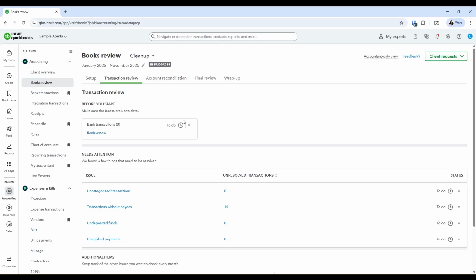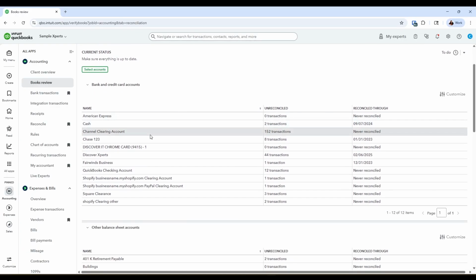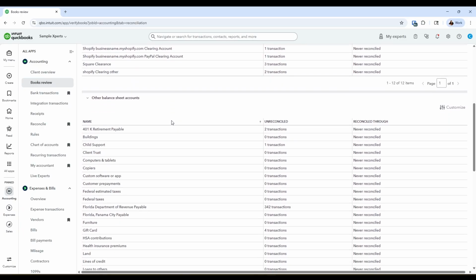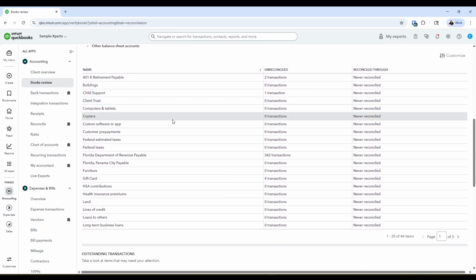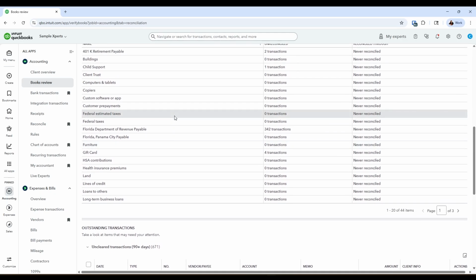Okay, so now accounts reconciliation. After all that, it's time to reconcile all the accounts: all the bank accounts, all the credit card accounts, all the liability accounts, all the equity accounts. You want to make sure that everything is reconciled, all the loans, the balance accordingly.